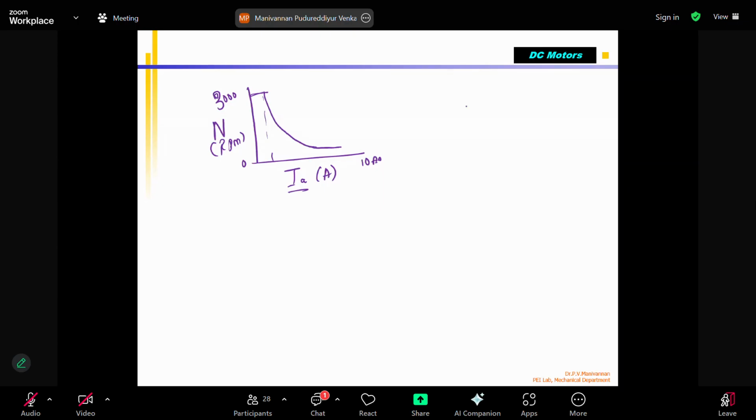Again, next one, the torque versus speed curve. Say T motor, 0 to 10 Newton meter. Now this is speed in RPM. The curve also will be parabolic. You can see both are parabolic.